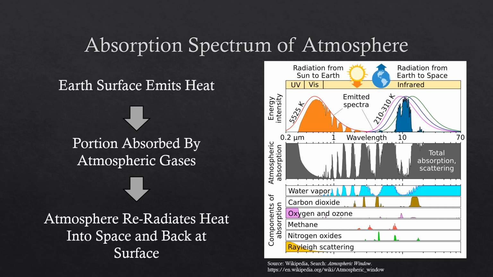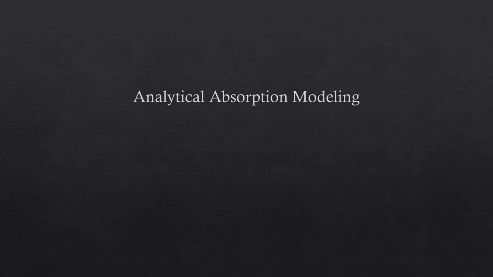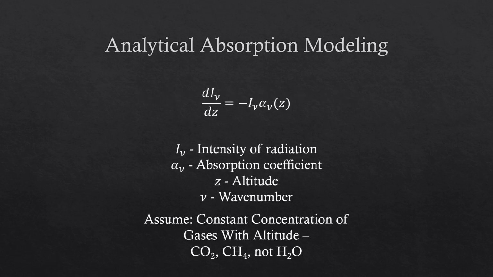This problem is difficult due to many variables including absorption overlap by different gases. However, this presentation will develop the mathematics to model this atmospheric heat absorption and will use the absorption spectrum to estimate atmospheric heat emission. The modeling begins with the first order differential equation equating the change in intensity of radiation with altitude to the absorption of the radiation at the given altitude. The absorption coefficient determines how much of the radiation is absorbed.